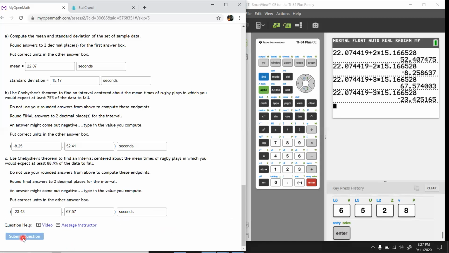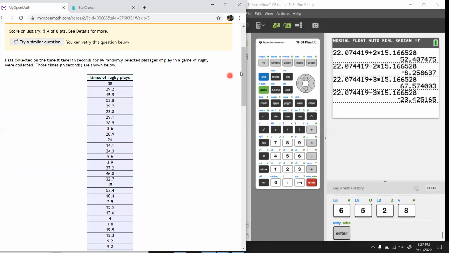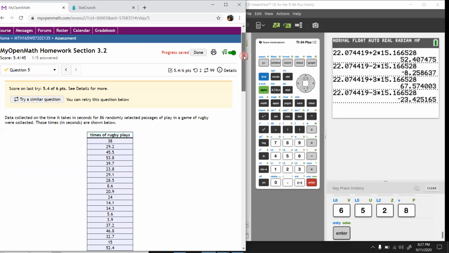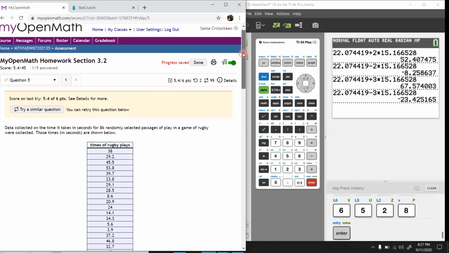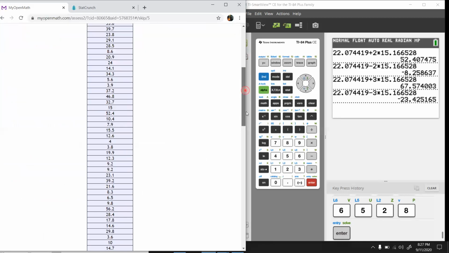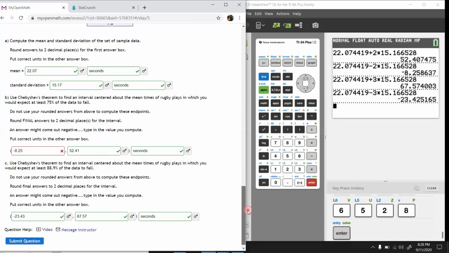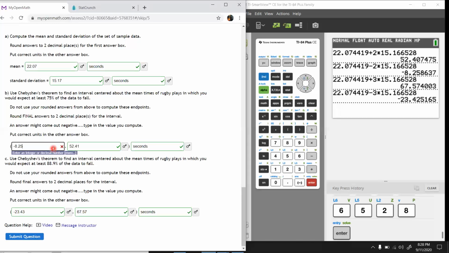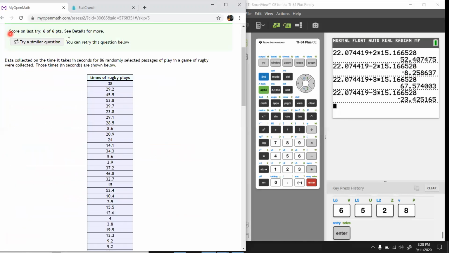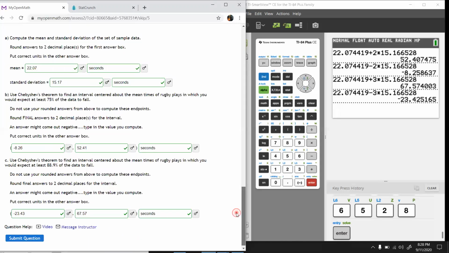Let's see. Let's submit the questions. And it seems that there is a mistake somewhere. Let's see which one it is. Negative 8.25, it's supposed to be rounded. See, I just told you be careful with rounding. That's okay, we learn from it. So here it is. This is the score. We got this right. And this is how it is done.